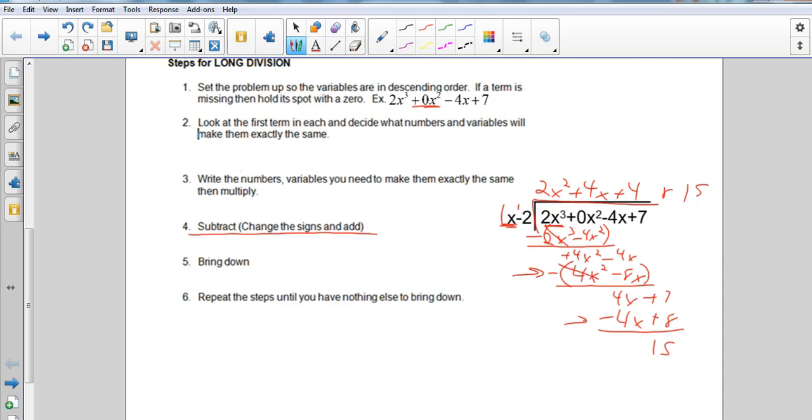And there's your remainder of 15. Just like we would have in grade school. We'll often have a remainder. And we'll practice plenty of these.